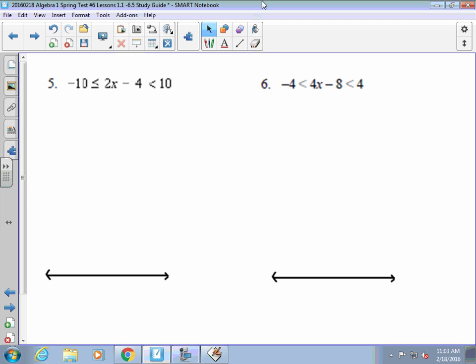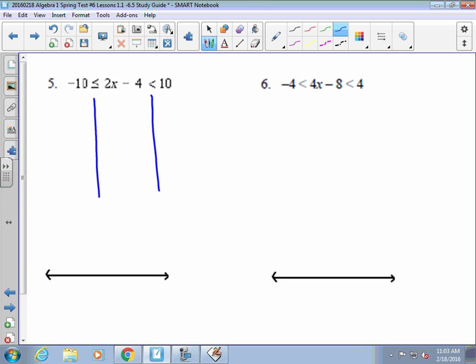Number 5 says negative 10 is less than or equal to 2x minus 4 and less than 10. This one has a left side, a middle side, and a right side. So if you need to separate it where you can see them, do that. And you're trying to get x all by itself in the middle. So 2 is multiplying by x, and 4 is subtracting from that. So you undo your order of operations backwards.